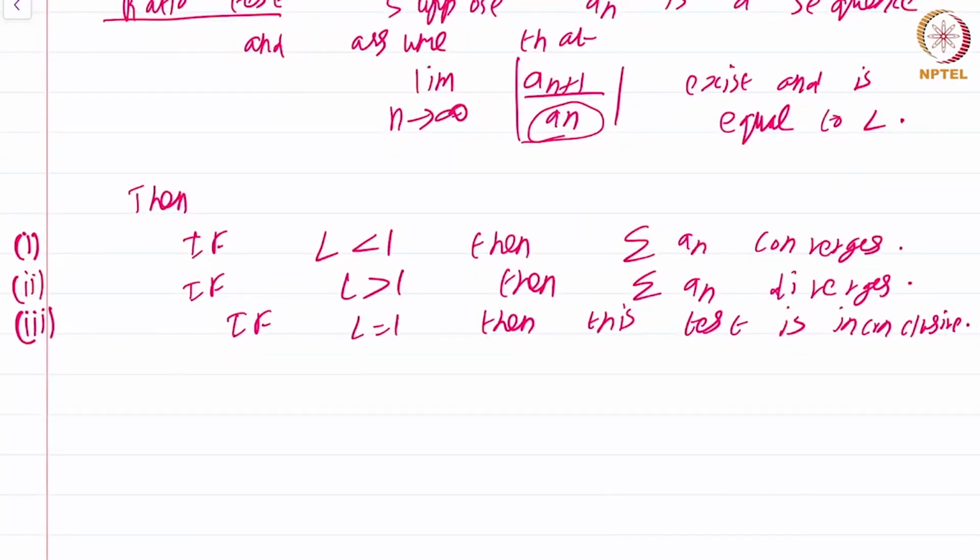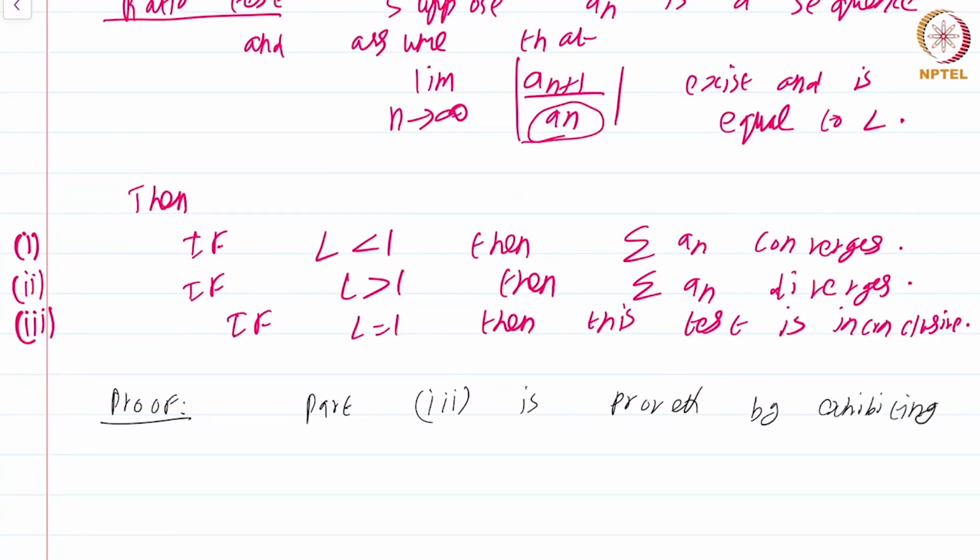Let's deal with part 3 first. Well, part 3 is proved by exhibiting examples, right? That's the only way you can prove part 3. That means you have to exhibit examples such that in one case the limit is 1 but the series converges, in the other case the limit is 1 but the series diverges. By exhibiting examples, take 1 by n and 1 by n squared, and I leave the details to you, which is which.